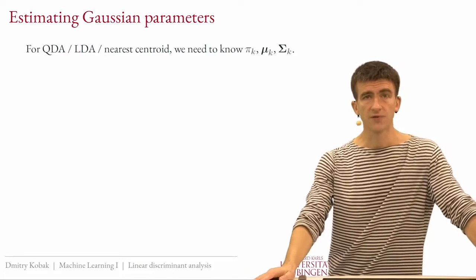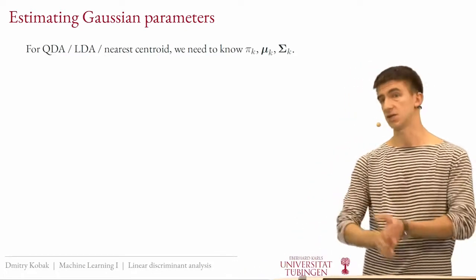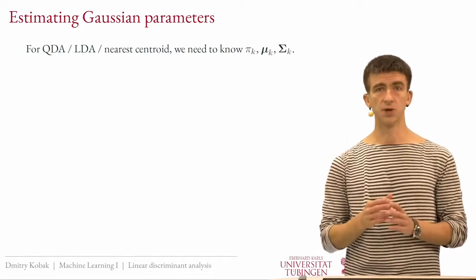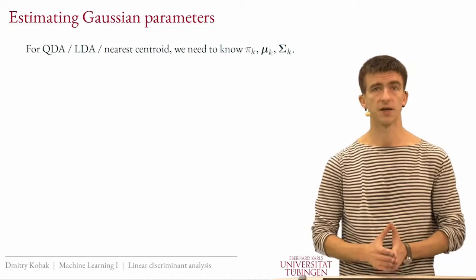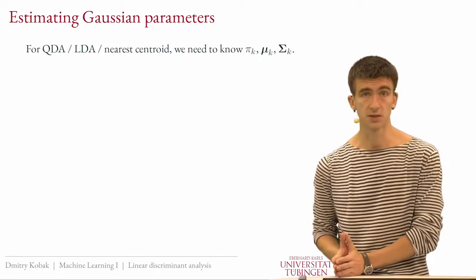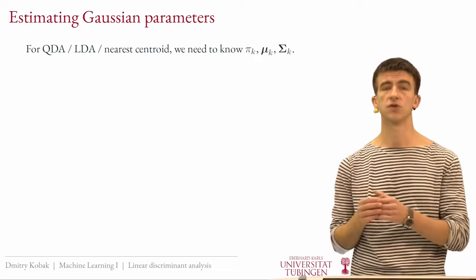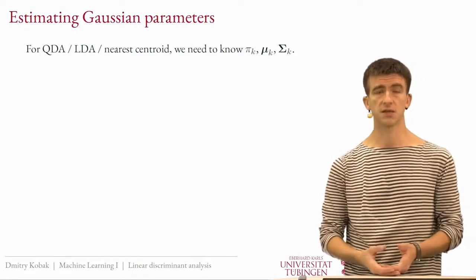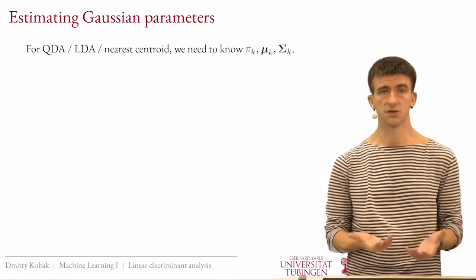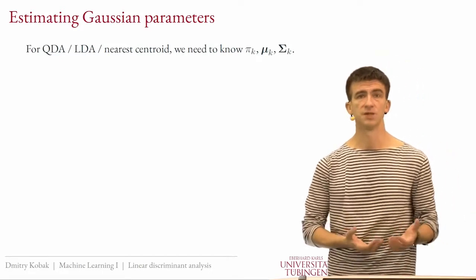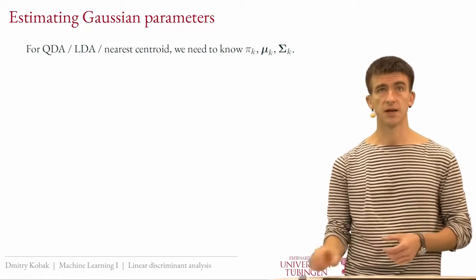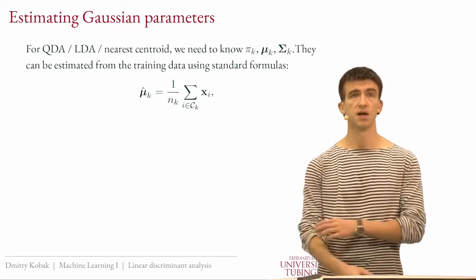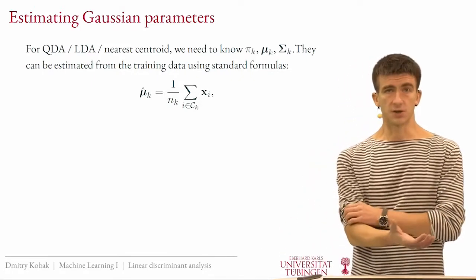Okay, so far, everything that I said about QDA, LDA, spherical LDA, all of that assumed that we know what the true covariance, the true means and also the true priors are for each class. Of course, in any real situation, you don't know that. You observe some training data, you want to fit the model on the training data, you don't know a priori what the sigmas and the mus and the pis are. So how to deal with that? Well, you have to estimate all these parameters looking at your training data.